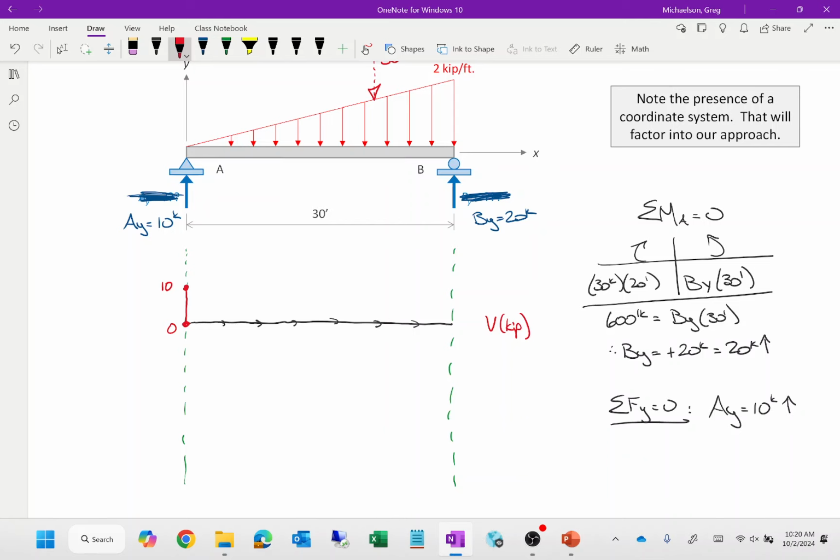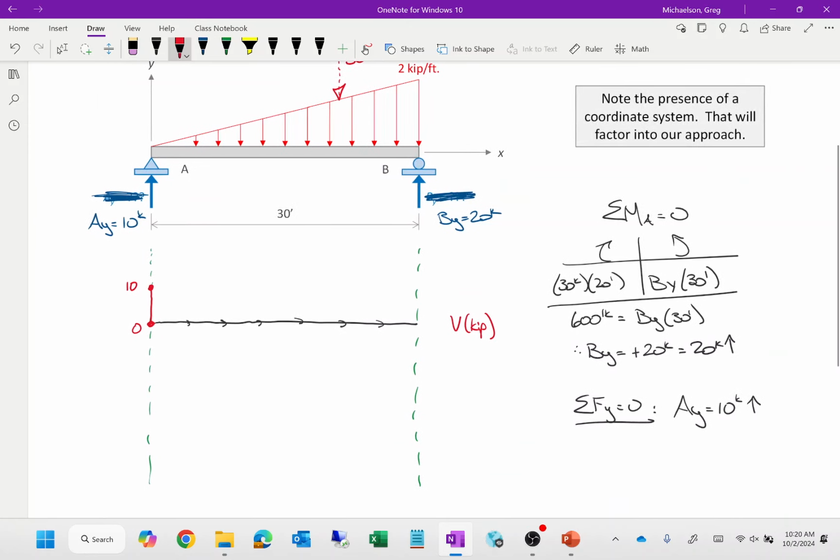The question is, what happens between here and here? This is a line, right? If I integrate a line, I get a quadratic. So it's going to be a parabola from here to here, right? And is that parabola going to be open upwards or downwards? Downward. Because the load's going down, right? So if I start at 10, got to go to -20, downward parabola, maybe this?